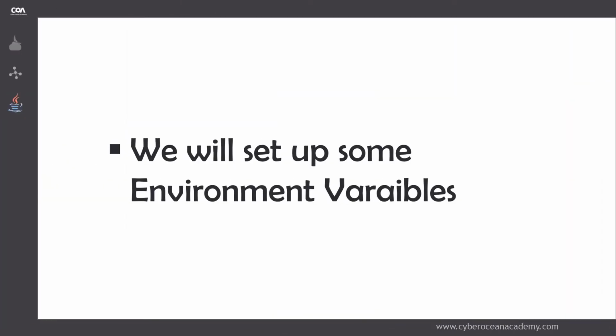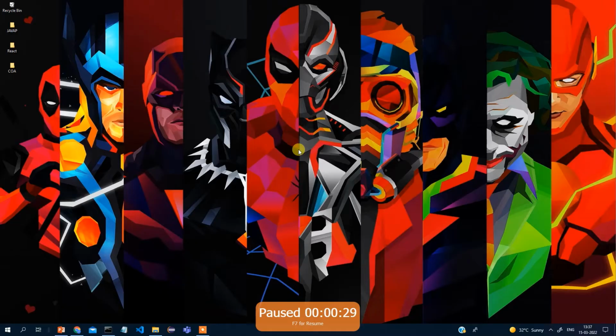We will set up some environment variables, so that we can run our Java program from any folder in any file system. First, open the folder where we have installed our Java, that is the JDK. For that, just open My Computer.